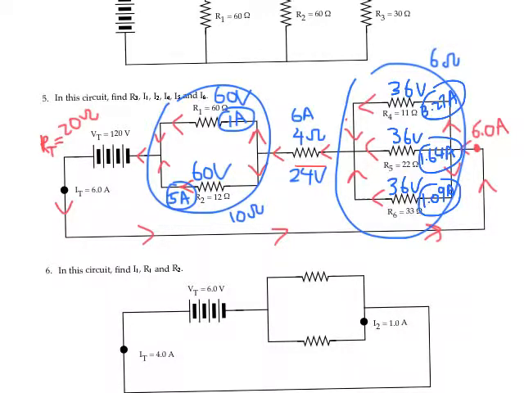Let's check the current. Does 3.27 plus 1.64 plus 1.09 equal 6? Close enough, 5.99 maybe. Okay, so that must be the correct answer. And then you can fill up the rest of the answer.